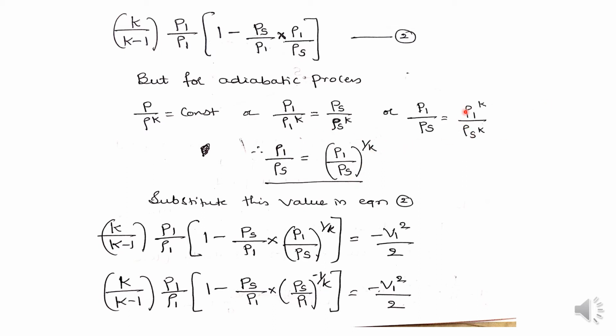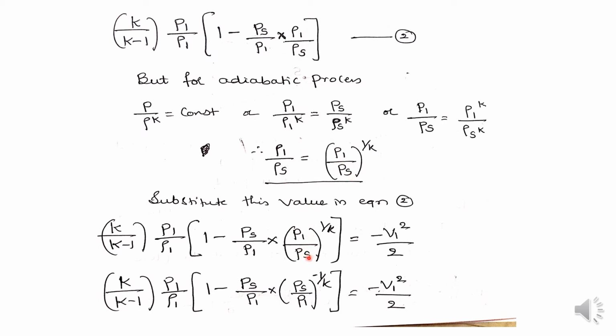Now I will substitute this rho 1 by rho s value in this equation. So K divided by K minus 1 as it is, P1 divided by rho 1 as it is, in the bracket 1 minus PS divided by P1, whereas rho 1 divided by rho s is replaced by P1 divided by PS to the power 1 divided by k, equals minus V1 square divided by 2 as it is.